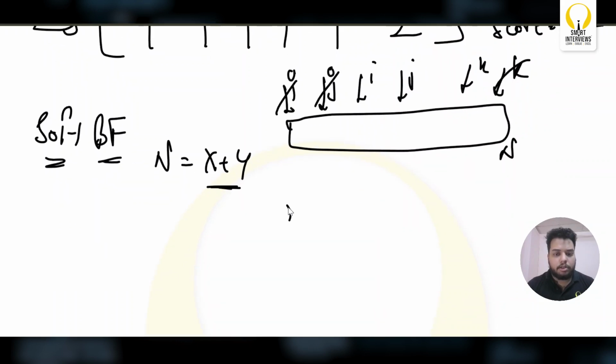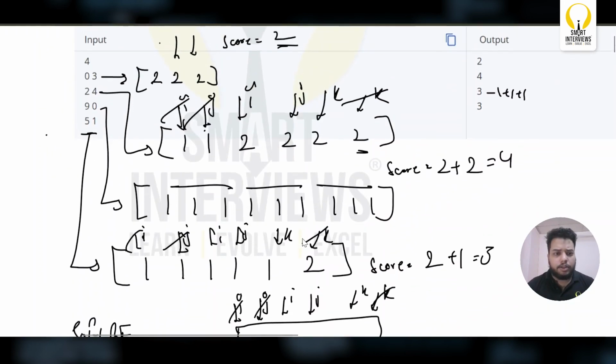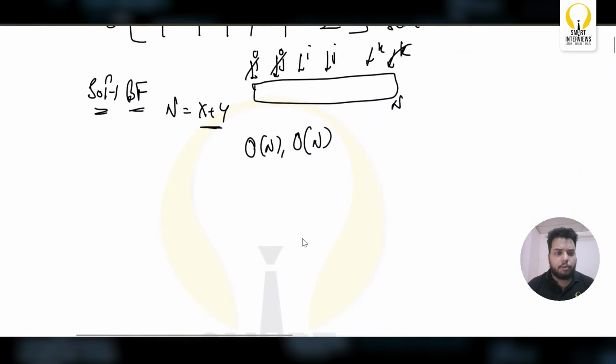The time complexity here is going to be big O of n, extra space is n, and n is nothing but x plus y. You can do this, and obviously this solution will get accepted. But there is one more optimal solution.